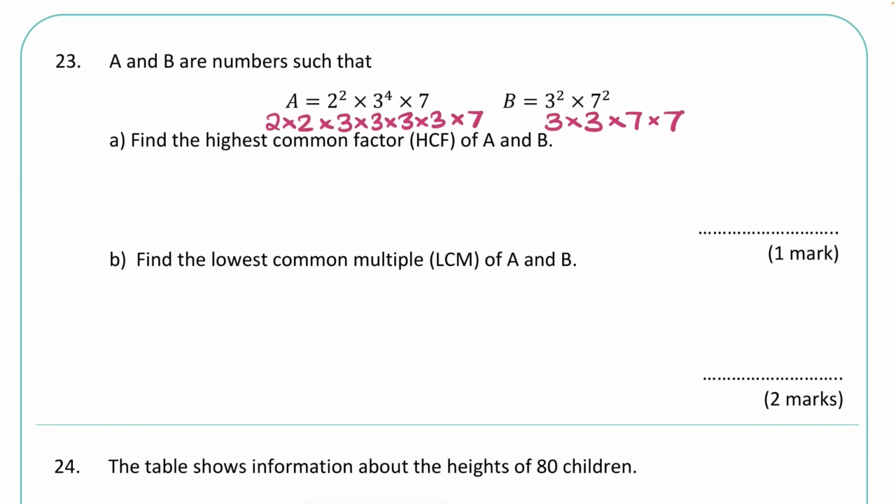Now I like to either underline them or highlight them, but here we have a 3 in both, another 3 in both, and there is 1 7 in both. Now whatever is in both, so 3, 3 and 7, all we do is multiply those 3 numbers together. So 3 times 3 times 7, we can type it in on the calculator, and that comes out as 63, and that is our highest common factor. So there we go, 63 is our final answer.